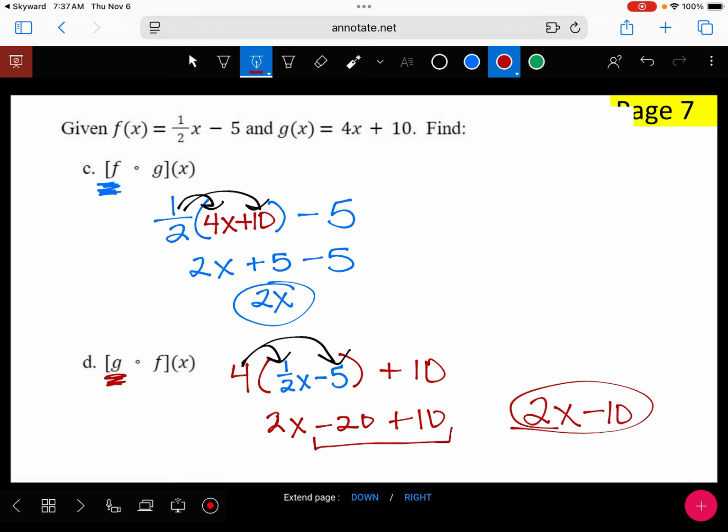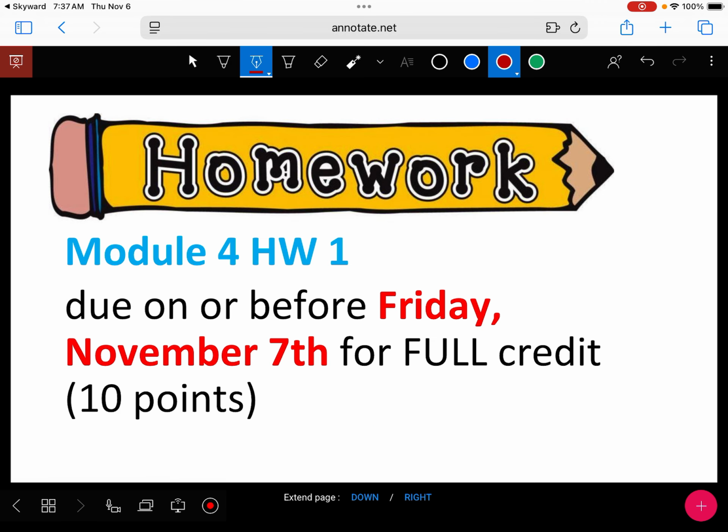All right, so now let's take out homework 1. Let's flip it over to the back. Remember, homework 1 is due tomorrow, but we should be able to get it turned in today.